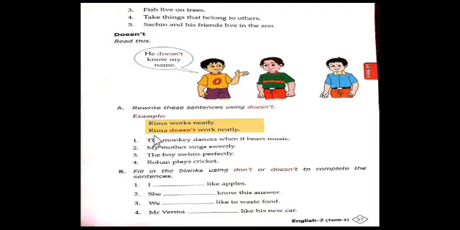The word doesn't is used after the third person singular or singular noun. For example, he doesn't come to school. He is a third person singular. It doesn't have a tail. It is a third person singular pronoun. Then Manu doesn't have his lunch. Manu is the name of a person, also a singular noun. Then cat doesn't bark. Cat is also a singular noun.